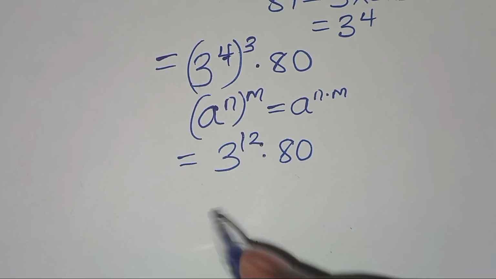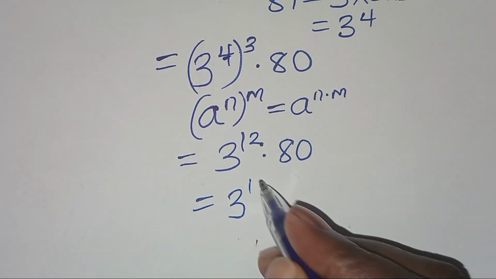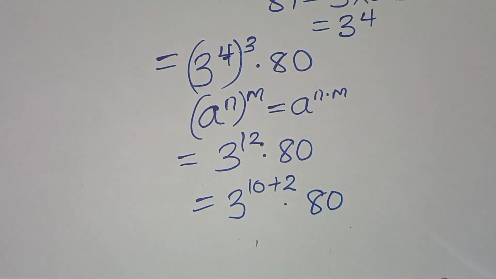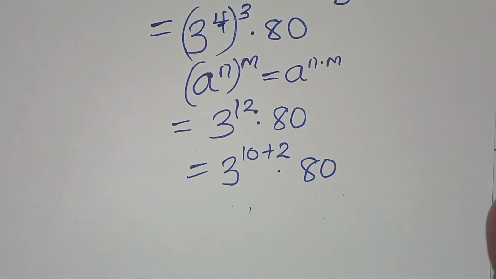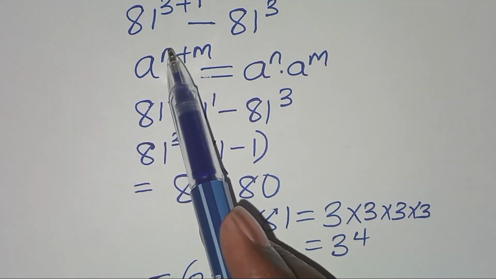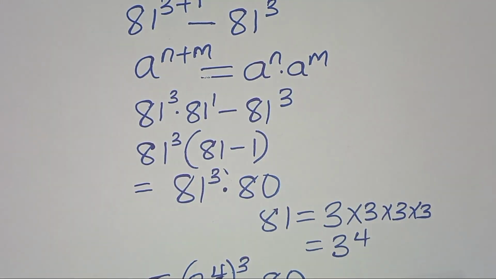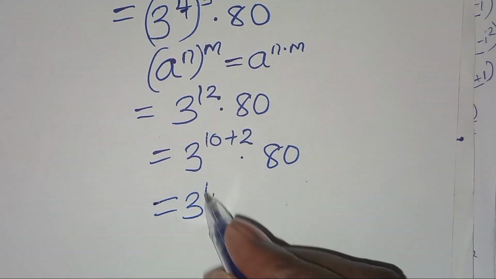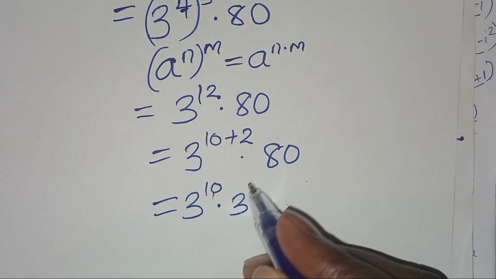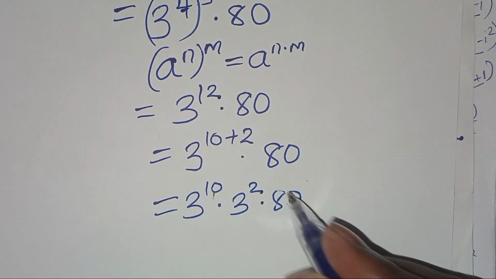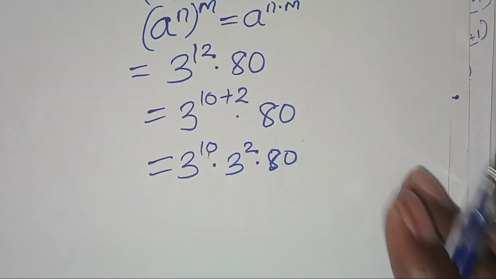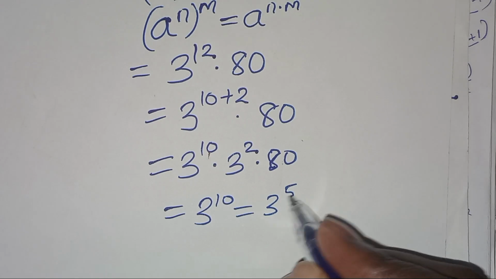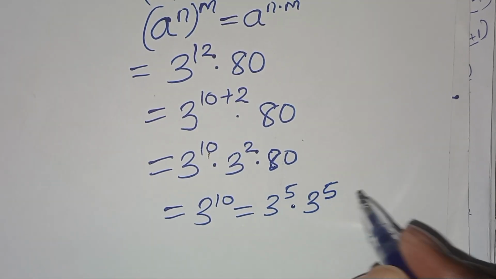So the next step here, we can express 3 to power 12 as 3 to power 10 plus 2, multiplied by 80. Now again, applying the exponent property here, that's a to power n plus m, this is a to power n times a to power m. Then here we have 3 to power 10 multiplied by 3 squared times 80. We can express 3 to power 10 as 3 to power 5 times 3 to power 5.